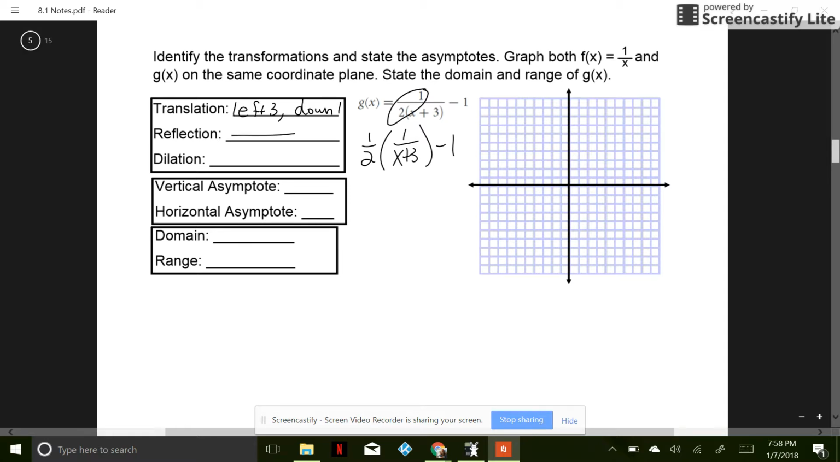We're not multiplying by a negative, so there should not be any reflection. And that multiplying by 1/2 on the outside is telling us we're going to do a compression by 1/2. So our vertical asymptote will be at x equals -3 because of the left shift. Horizontal asymptote will be at y equals -1 because of the downward shift. So then our domain, x can't be -3, y can't be -1. We can draw in our asymptotes at -3 and at -1, kind of showing us our shift.